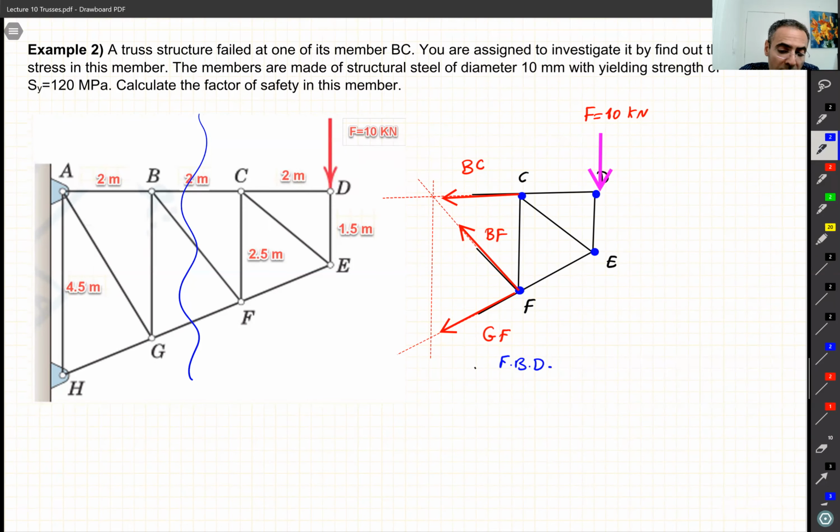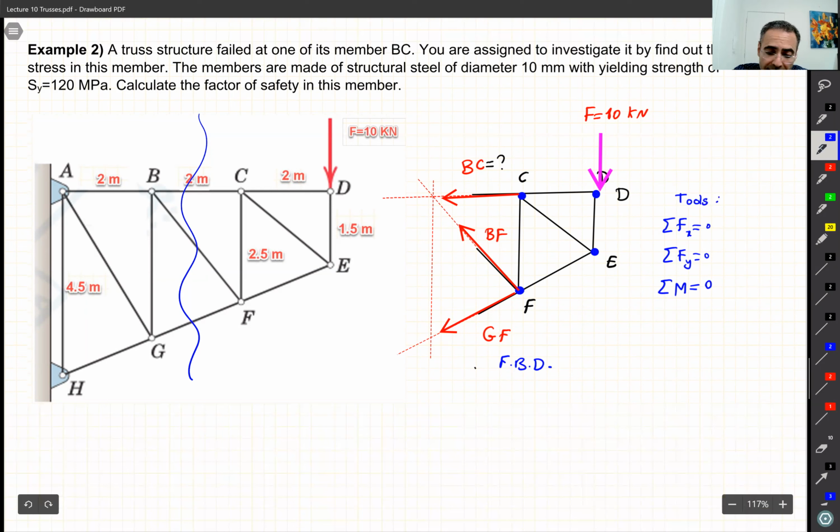And in fact, that's the only thing that we need to use to find the BC that we are interested in. So any idea how we can continue? If this is our free body diagram, how can we find BC? Maybe you guys are tired, but remember, always in statics, we have these three tools: sum of the force in X, sum of the force in Y, and sum of the moment about any point is equal to 0. This is our only set of equations in statics.